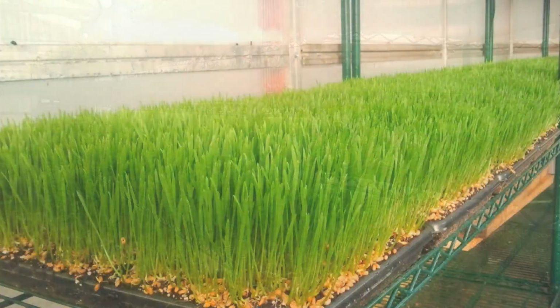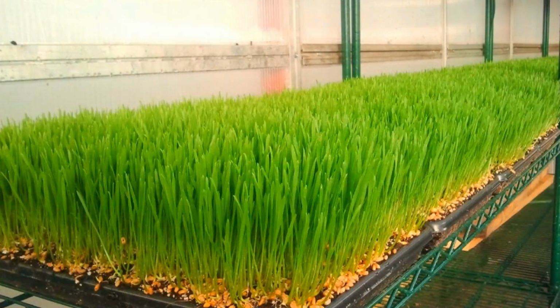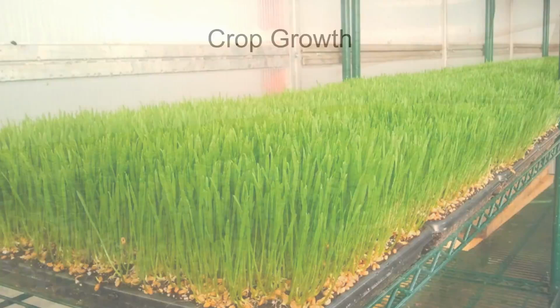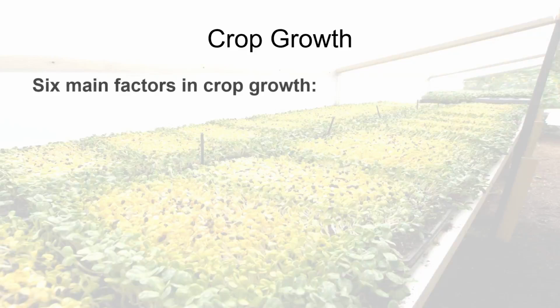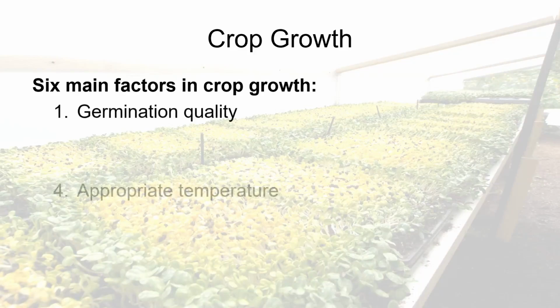So here's just a few shots of the system where things have greened up quite a bit. Obviously, the light plays a huge role in photosynthesis, and we'll talk about that. And so let's take a look at some of the factors that go into crop growth and what we're looking at. So there's 6 main factors to look at when we're thinking about optimum crop growth.